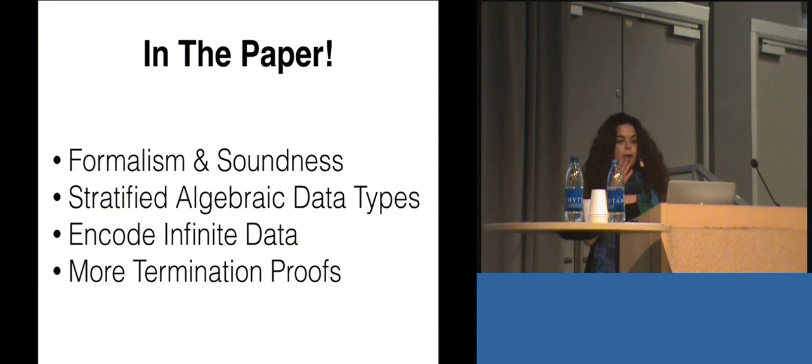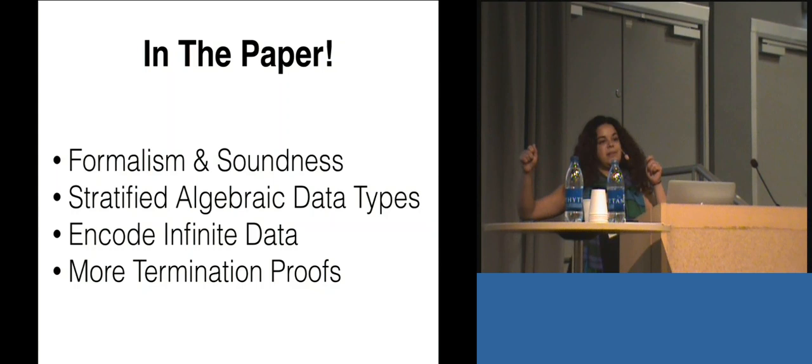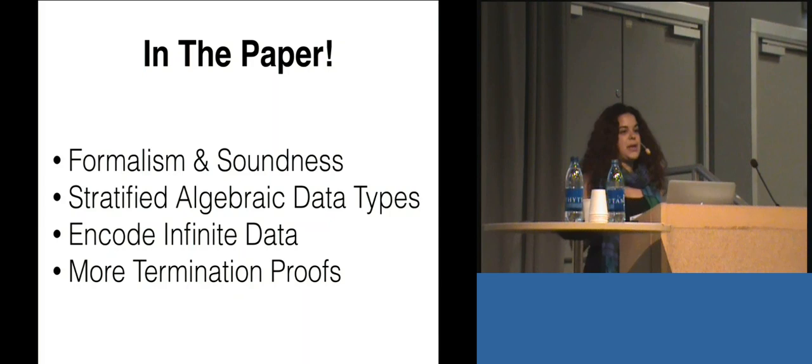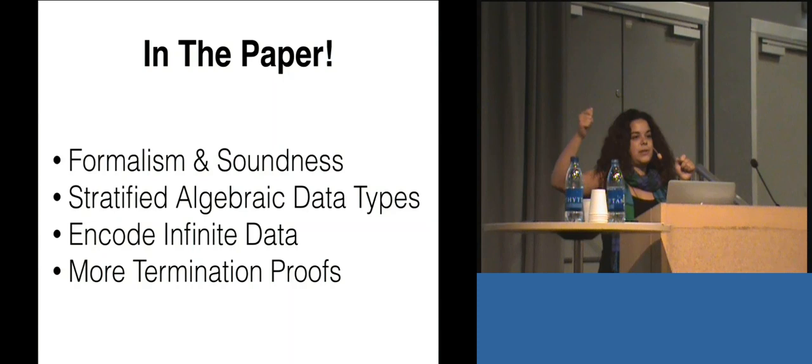Can you explain what a stratified algebraic data type is? Yes. So we use these labels to distinguish between types that can be given to expressions that always terminate or may diverge. So for example, if we have a list type label, it means that this actually returns the list type constructor. It is a Haskell value.